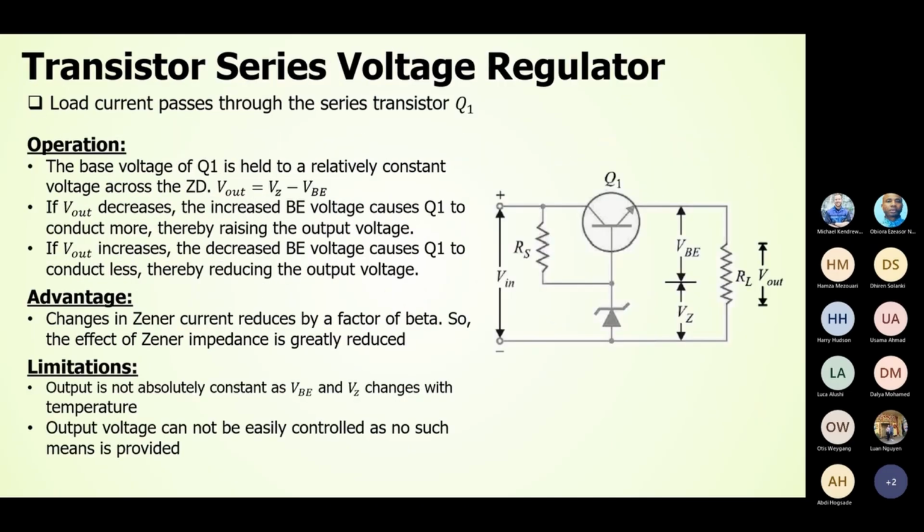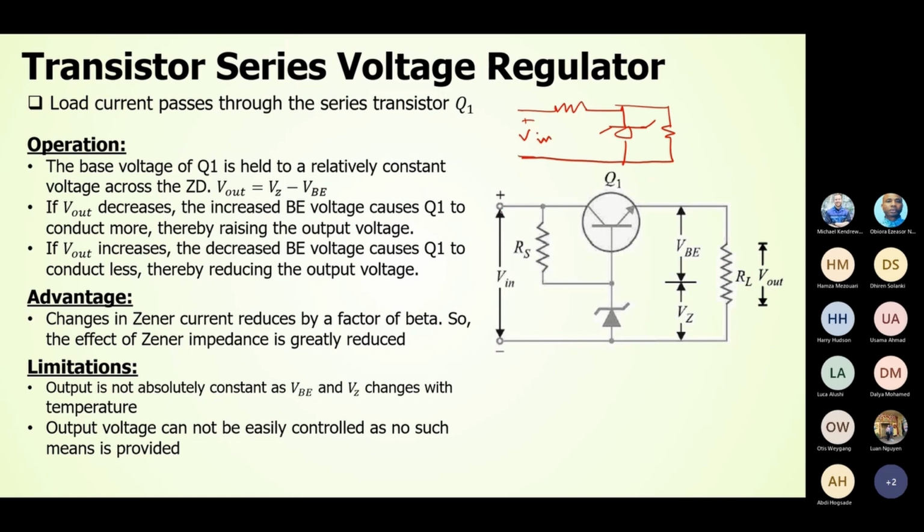How does a transistor series voltage regulator operate? Previously our Zener diode voltage regulator was something like this. We have a series resistor, then we have a Zener diode, okay, and then we have a load, okay.